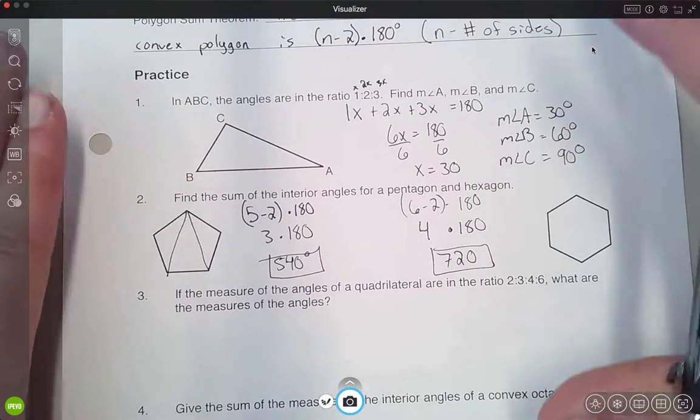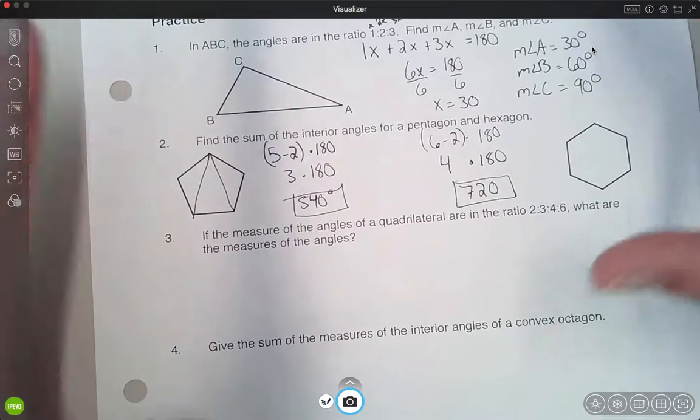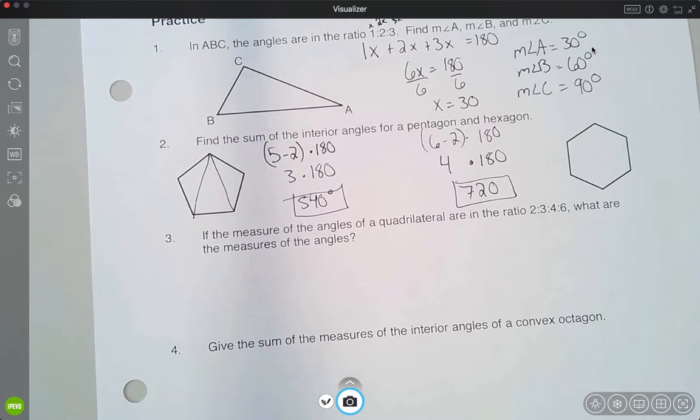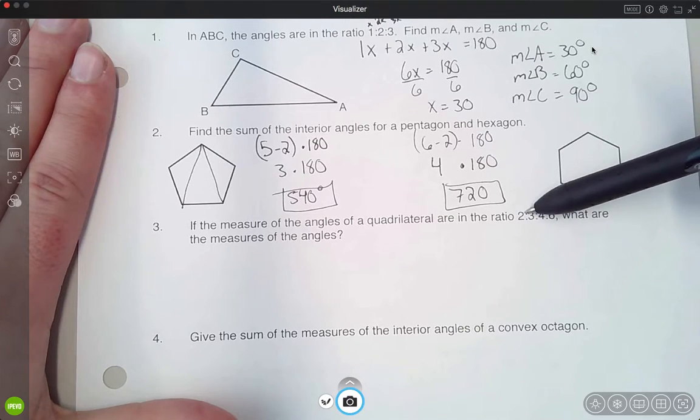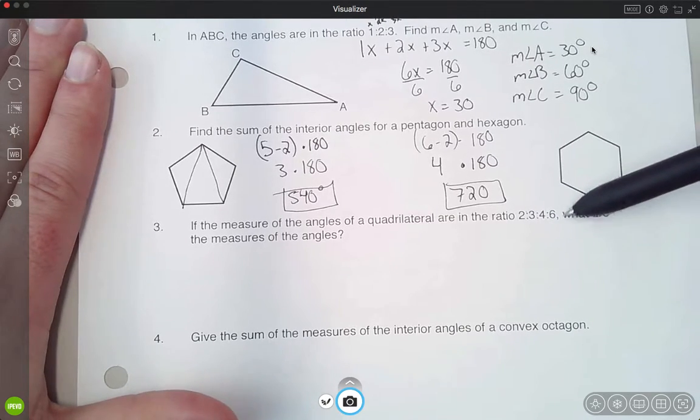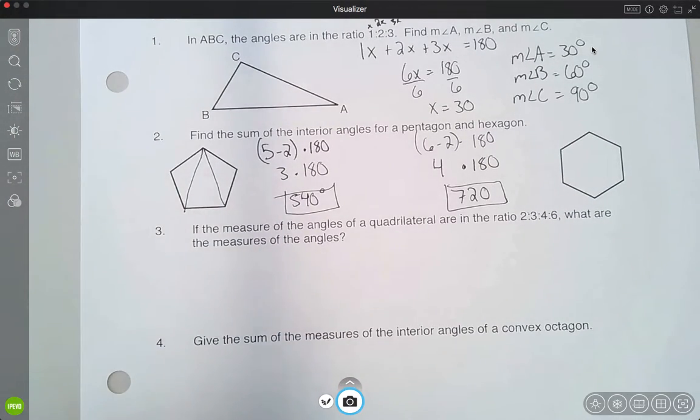Number 3, the measures of the angles of a quadrilateral are in the ratio of 2, 3, 4 to 6. What are the measures of the angles? So again, just like with the triangle, if I had an angle measure of 2, the next one would be 3, then 4, then 6. We know that doesn't work because a quadrilateral needs to add up to 360. So I'm going to put some x's in there.